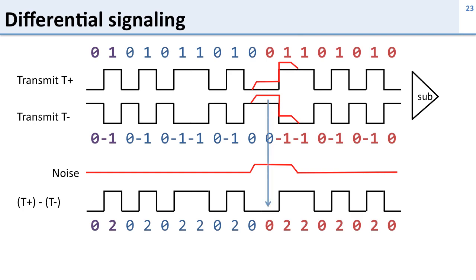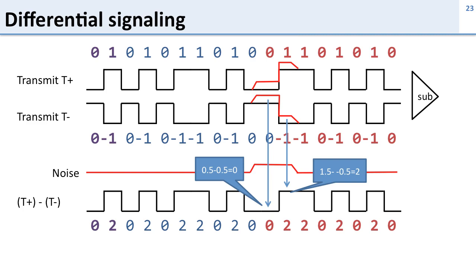Well, if we look at what's happening here, it doesn't change anything. Because at this point here, instead of having 0 minus 0 to give us 0, we now have half minus a half, which still gives us 0. We've subtracted out that half that came from the noise. And the same thing happens here. Instead of having 1 minus -1 to give us 2, we get 1.5 minus -0.5, which also gives us 2.